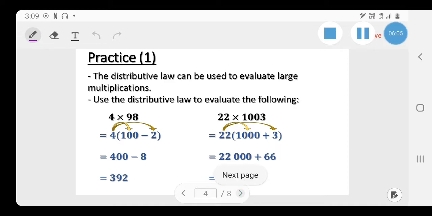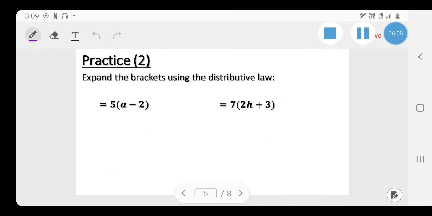And there's the proper setting out, but you won't be doing much of that. We do the distributive property in the context of algebra, okay? So we're going to do some practice problems. Expand the brackets using the distributive law.